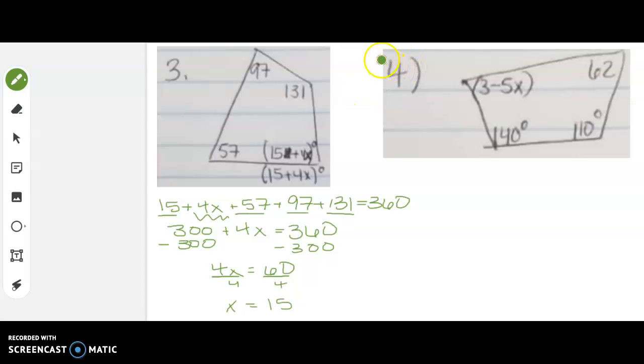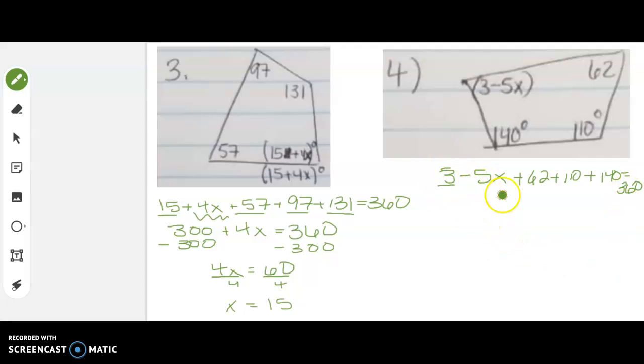Now for example 4, we're going to set it up the same way. I'm going to start with my algebraic expression, 3 minus 5x. Then I'm going to add the other angles in, plus 62, plus 110, plus 140, and that all equals, running out of room, 360.